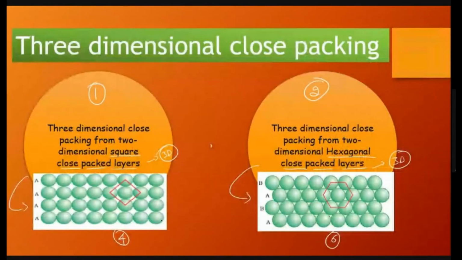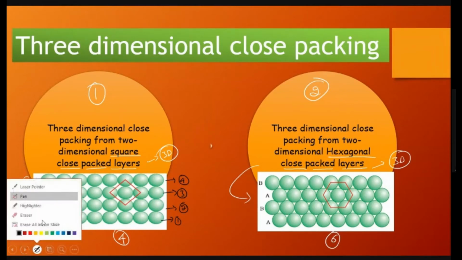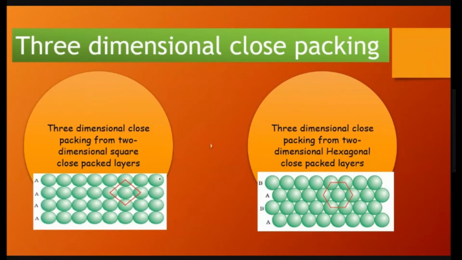So here I am not taking this as an individual first layer, second layer, third layer or fourth layer. Instead, I will take this entire arrangement as one particular layer. Similarly here also I'll consider this entire arrangement as one layer. So I'm going to form a three-dimensional structure by considering this as one individual layer.